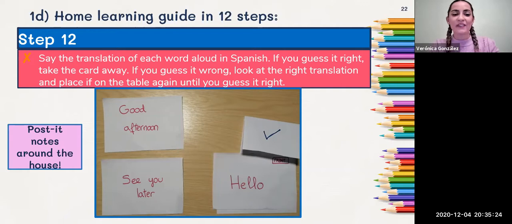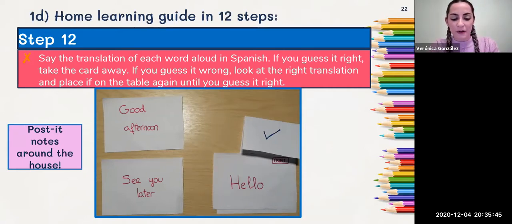So after they've learned all of their words, if they're struggling with certain words, or if they just want to expand their vocab, I like to ask them to put post-it notes with both the English and the Spanish, or just the Spanish or the target language, on different objects around the rooms, if they are allowed.